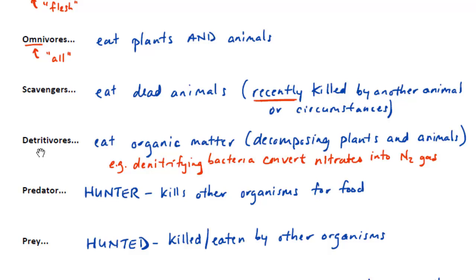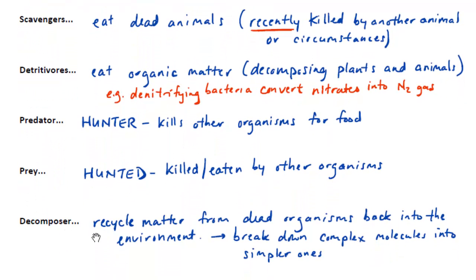Detritivores, this may be more of a new term, although you may have heard it in elementary school. Detritivores do the job of eating organic matter. That means that, let's jump down to decomposers. Decomposers are taking all the dead organisms and they are starting to recycle those dead organisms, and then they return the component pieces, like the carbon, back into the environment, like we talked about the other day. And they're going to break these complex molecules into simpler ones.